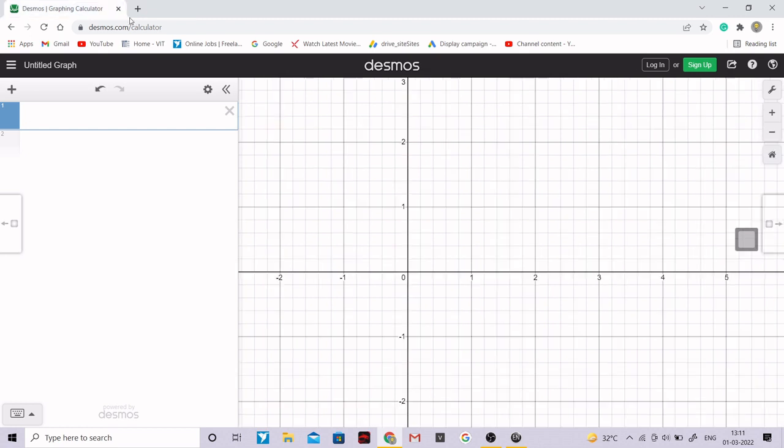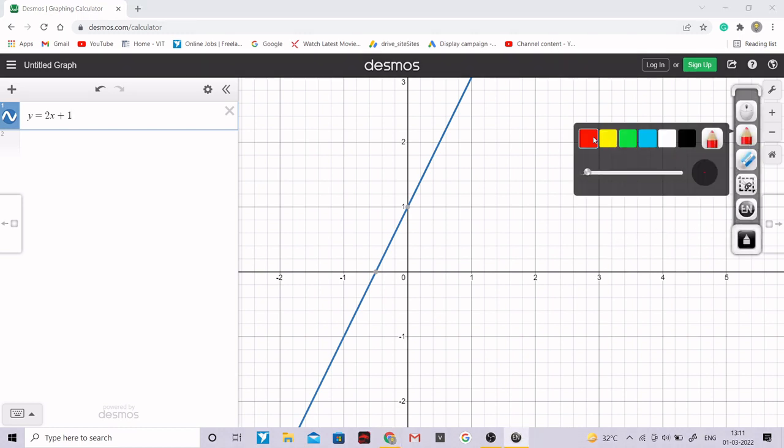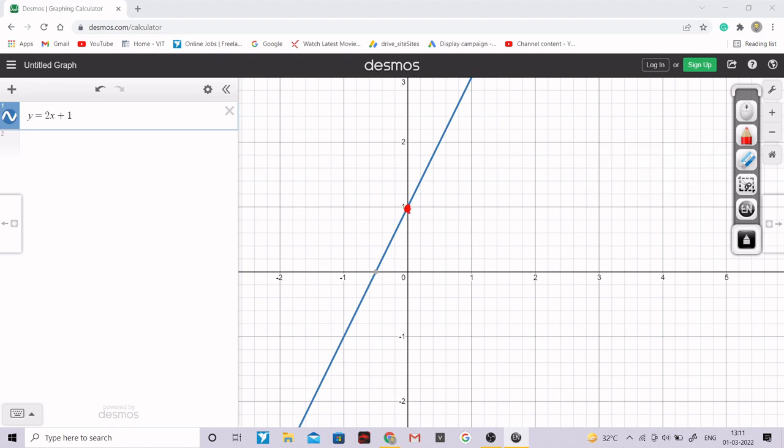So I'm directly jumping to the equation part, that is y is equivalent to 2 into x plus 1. Alright, so as you can see, we are getting this particular equation. Just a second, let me use one pen over here. As you may remember from the earlier session, this line should pass through 1, and that means c is equivalent to 1, right?